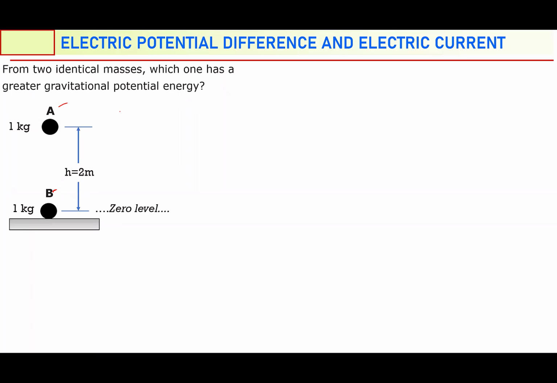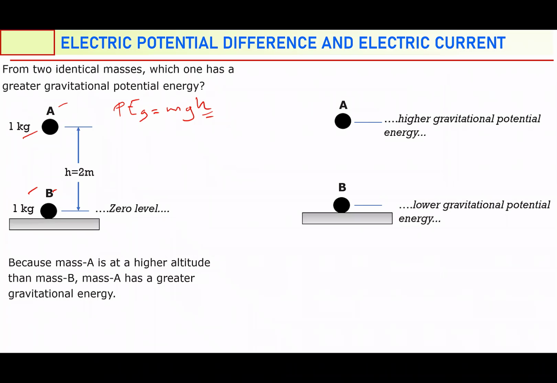You remember the gravitational potential energy equation? Potential energy is equal to m times g times h. The m's are equal, g is the same, so which one has a greater h? It will have a greater gravitational potential energy. Mass A has a greater altitude than mass B. That's why mass A has a greater gravitational potential energy. Everybody knows that. A has a higher gravitational potential energy, B has a lower gravitational potential energy because their altitudes are different.